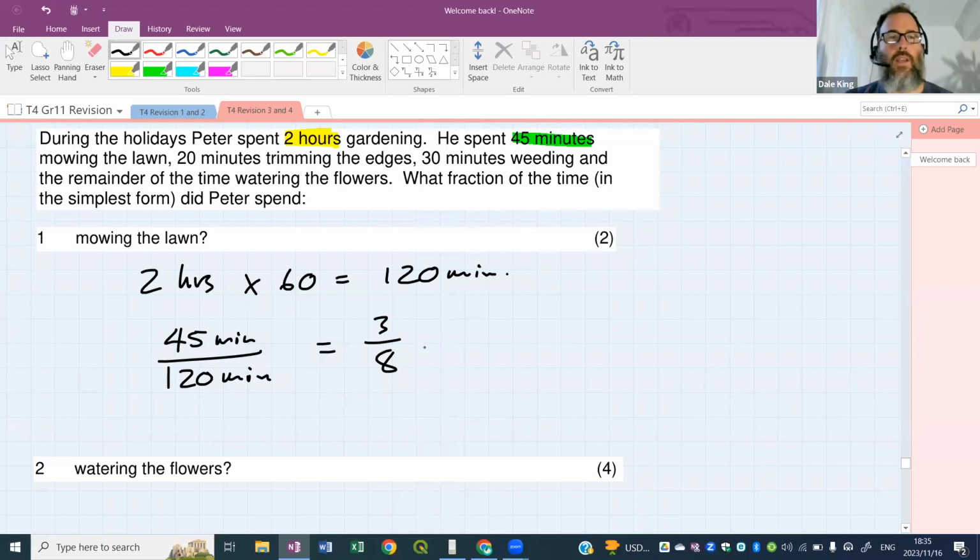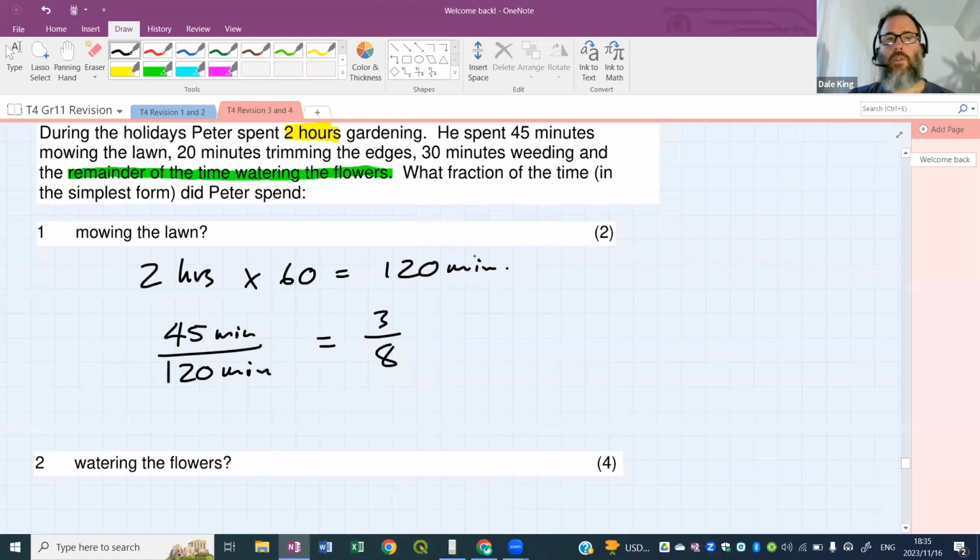Okay, look at the next one. What fraction of the time in its simplest form did Peter spend watering the flowers? Watering the flowers. Here we go. Watering the flowers is the remainder of the time.